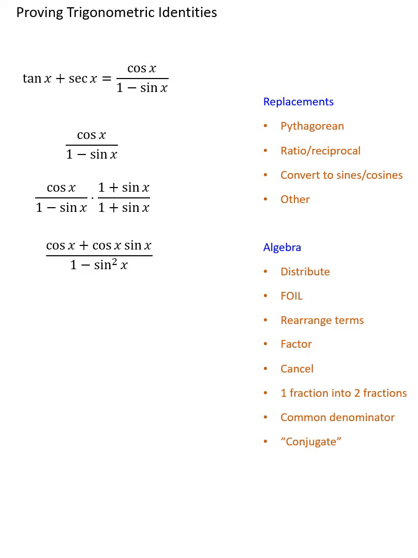Okay, now you're about to see why the conjugate trick pays off in some cases. Notice the denominator is 1 minus sine squared x. There is a Pythagorean identity on that giant list of formulas we saw earlier that says I can replace 1 minus sine squared x with cosine squared x.